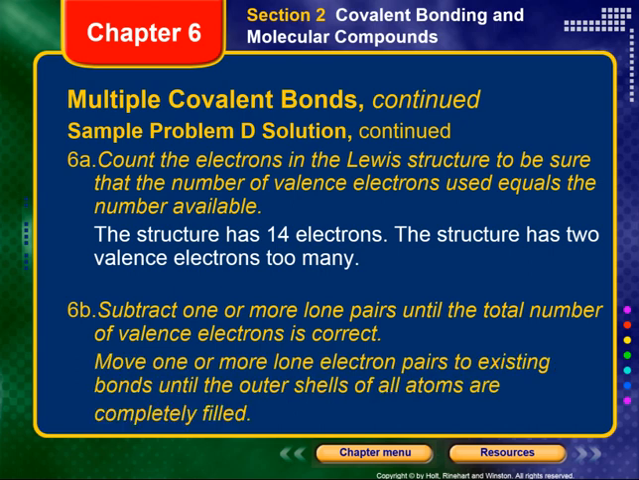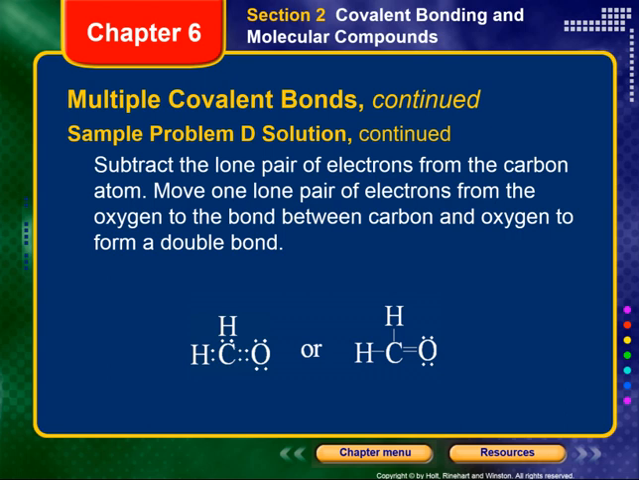And we can't just make those valence electrons disappear. What we're going to do is take those lone pairs of electrons and move them and create bonding pairs, right? We're going to take those lone pairs, turn them into bonding pairs. So we're not making those electrons disappear. We're just having them form bonds. And so when we go to subtract the lone pair of electrons from the carbon, we're also going to move a lone pair of electrons from the oxygen to bond between carbon and oxygen and form a double bond.